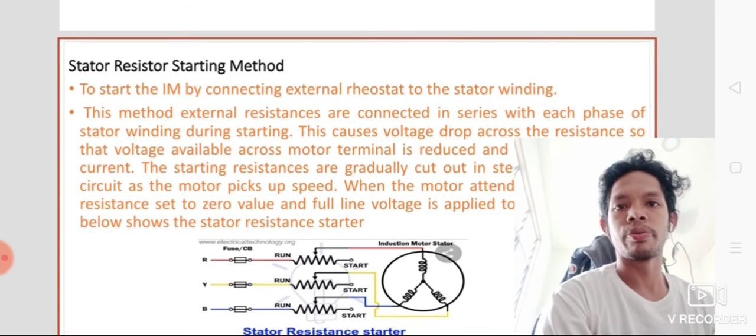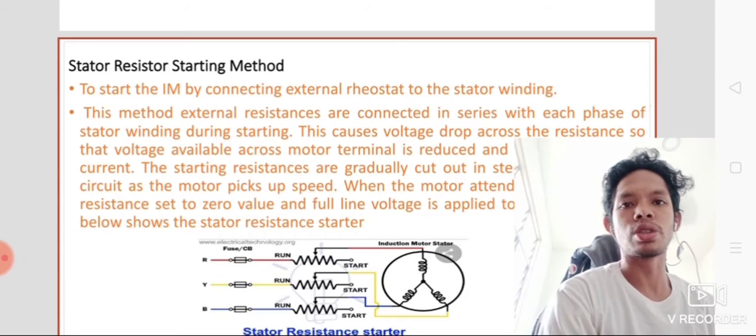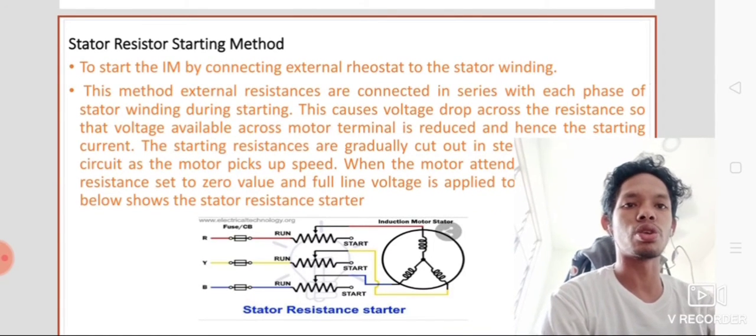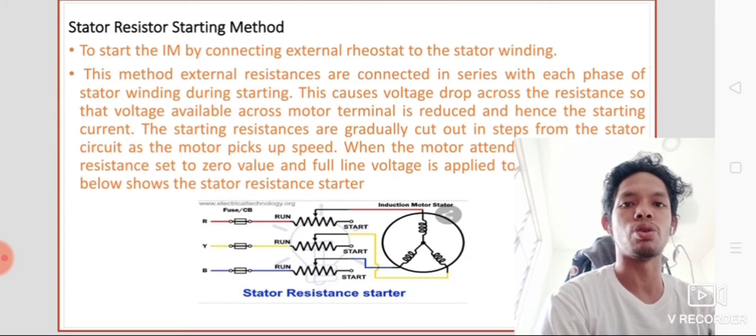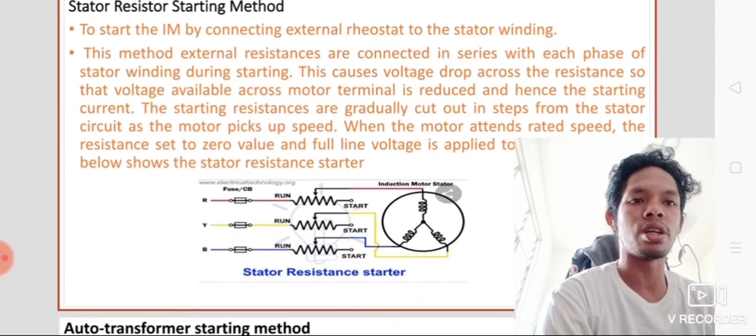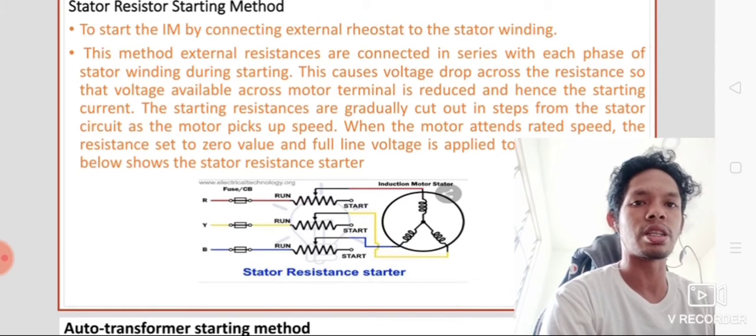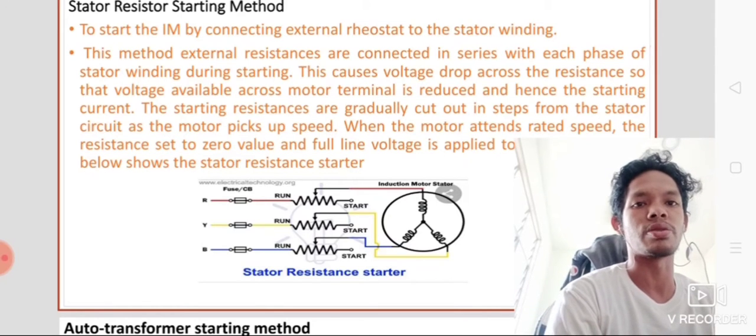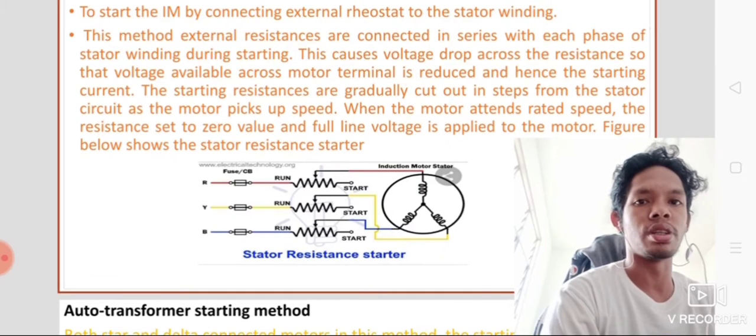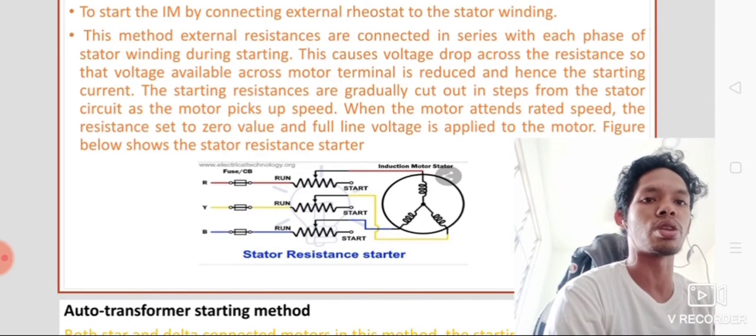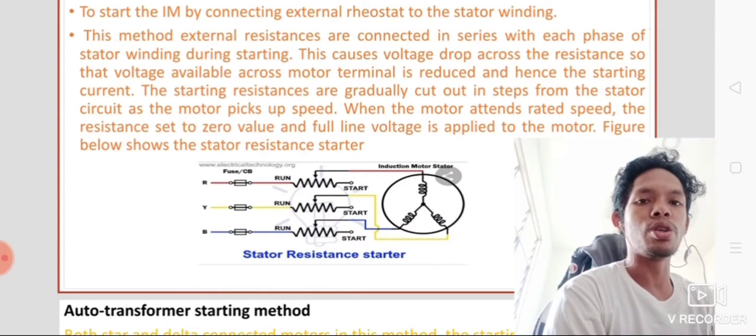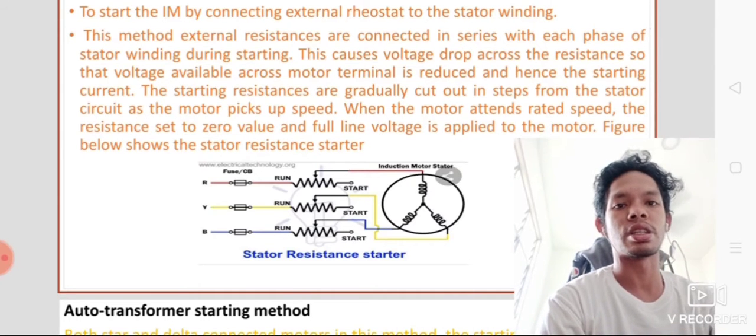Second method, stator resistance starting. In this method, external resistances are connected in series with each phase of the stator winding during starting. This causes a voltage drop across the resistance so that the voltage available across the motor terminal is reduced, and hence the starting current. The starting resistances are gradually cut out in steps from the stator circuit as the motor picks up speed. When the motor attains rated speed, the resistance is set to zero value and full line voltage is applied to the motor. Figure below shows the stator resistance starter.